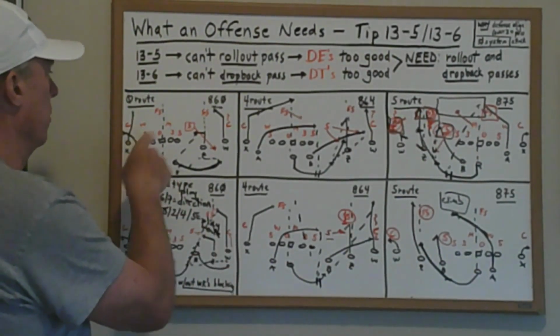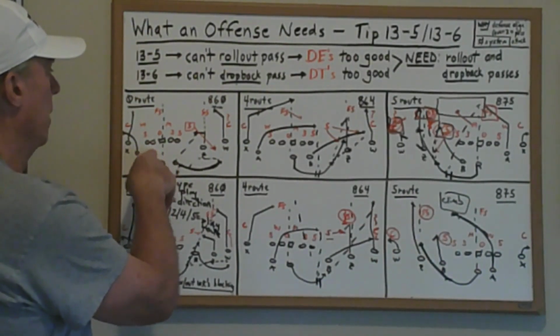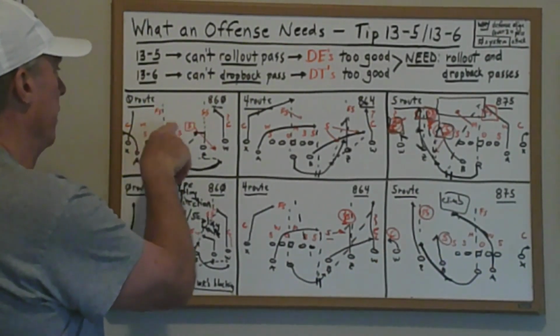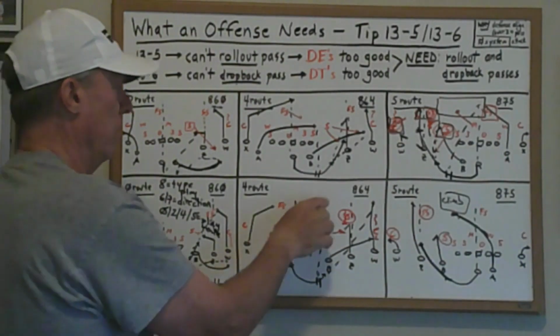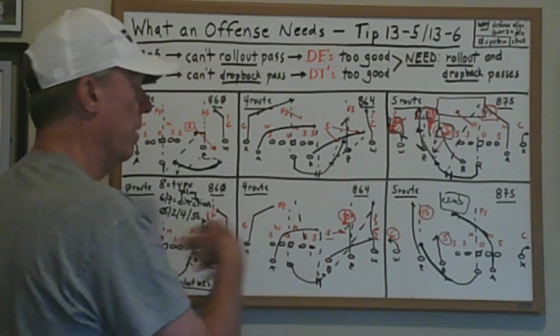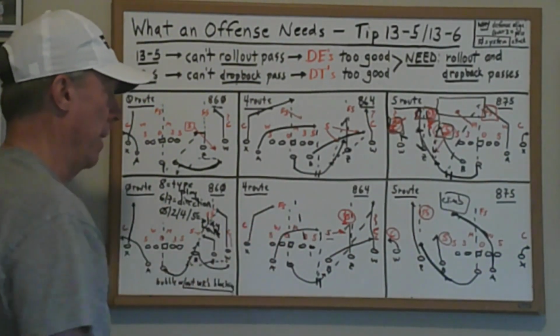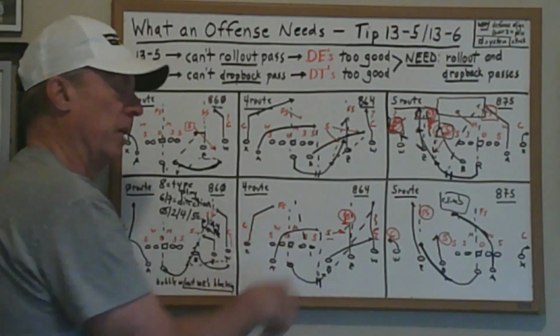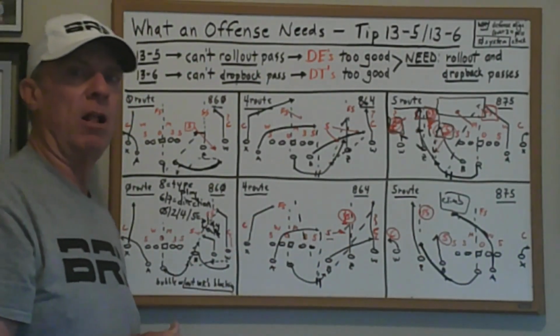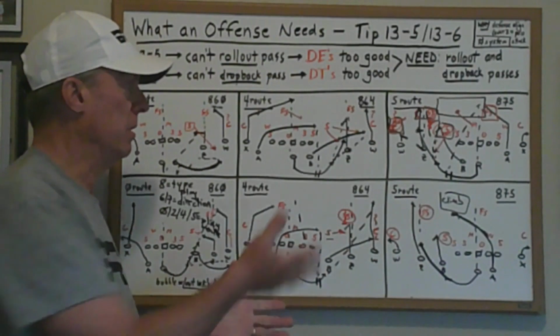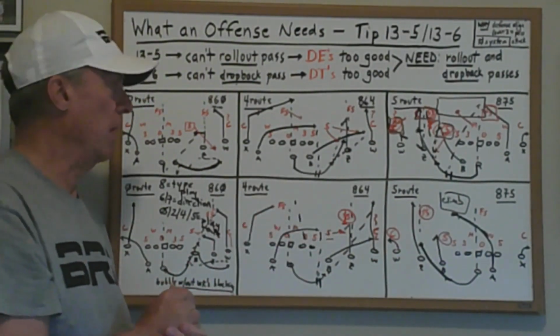So anytime we're in 2x2, we know we're going to get cover 2, and there's only going to be 5 in the box. When we go 3x1, we're making them move the Will linebacker back in the box, and so there's 6 in the box. So that's the reason I always throw a diagram of cover 2 when I'm doing these plays.